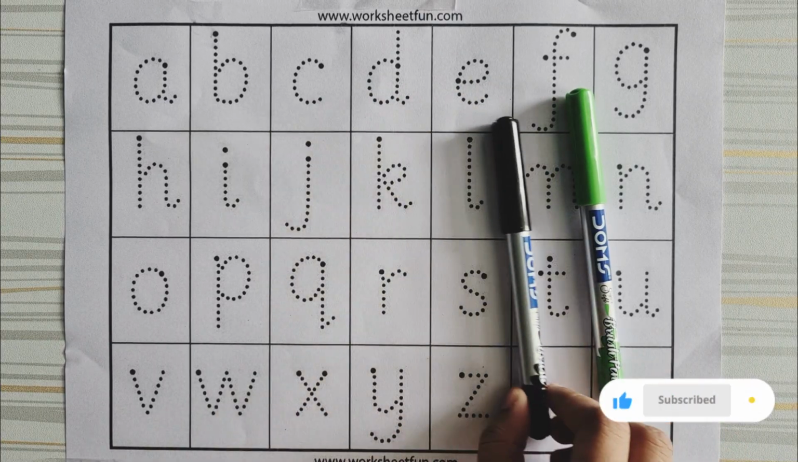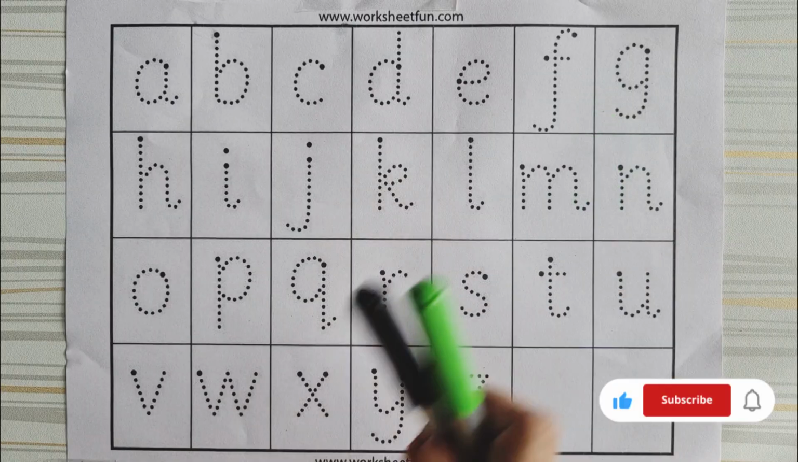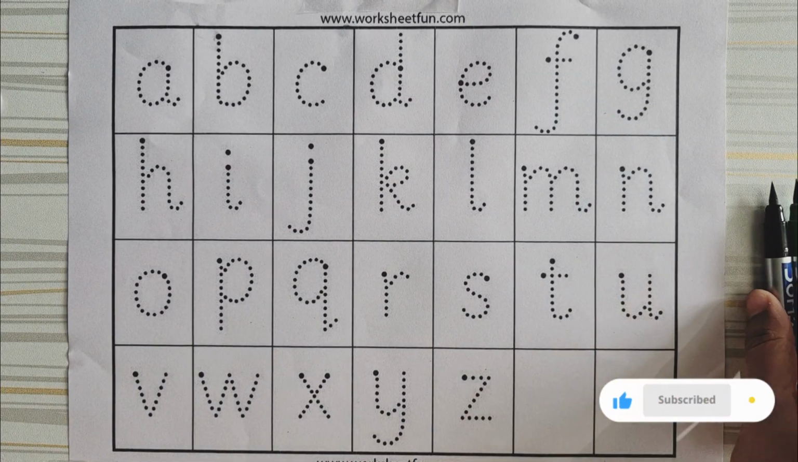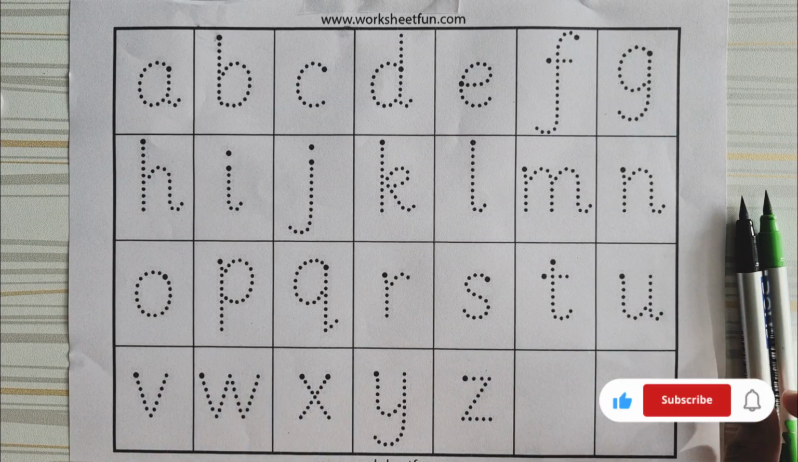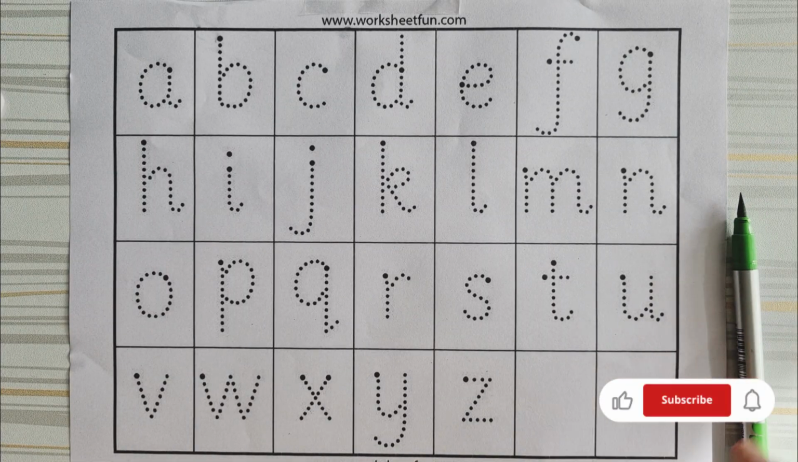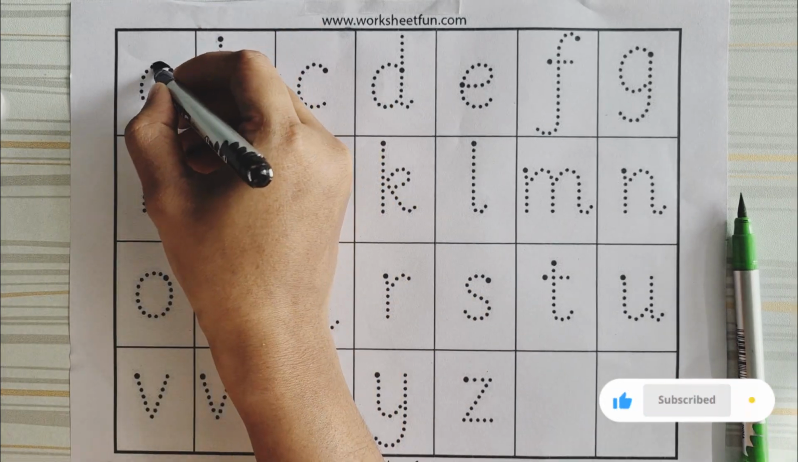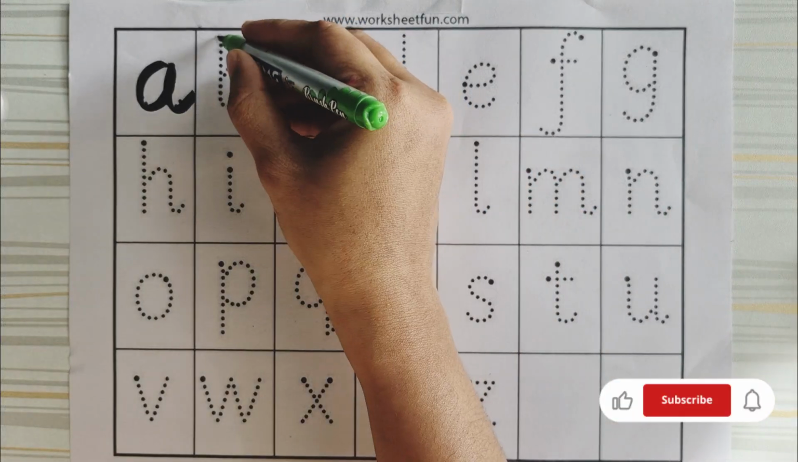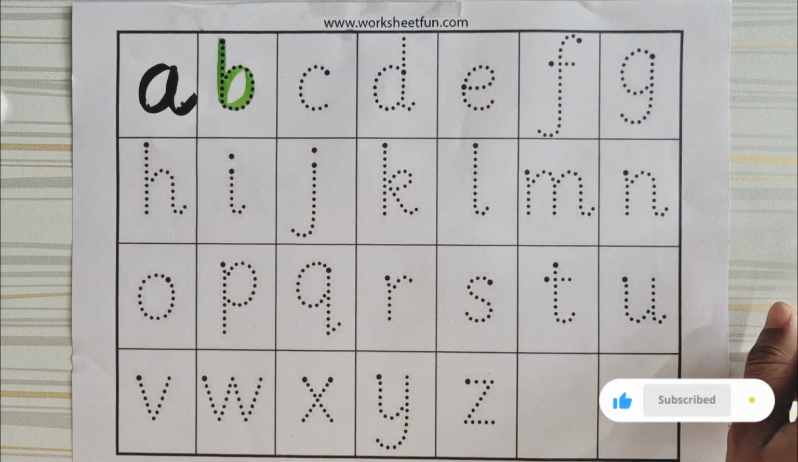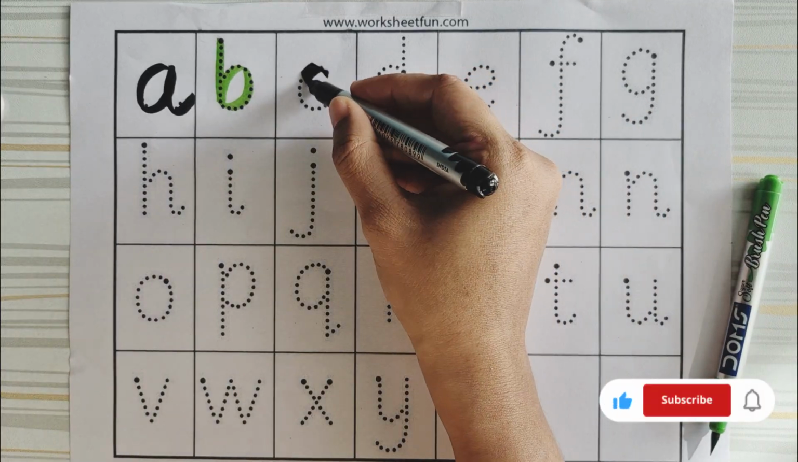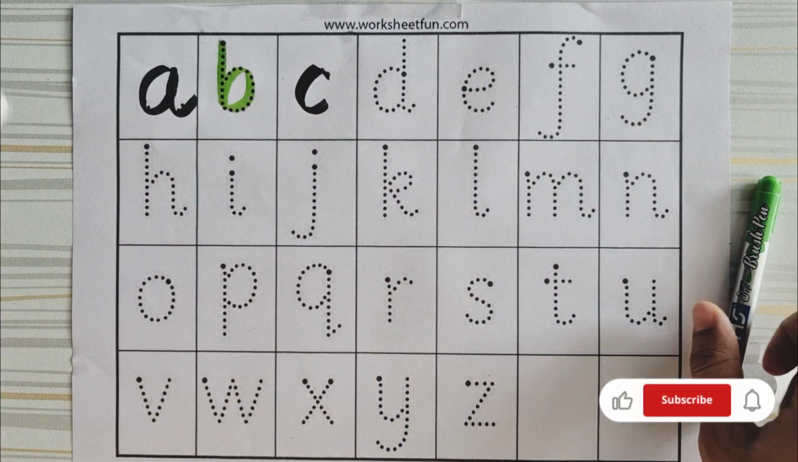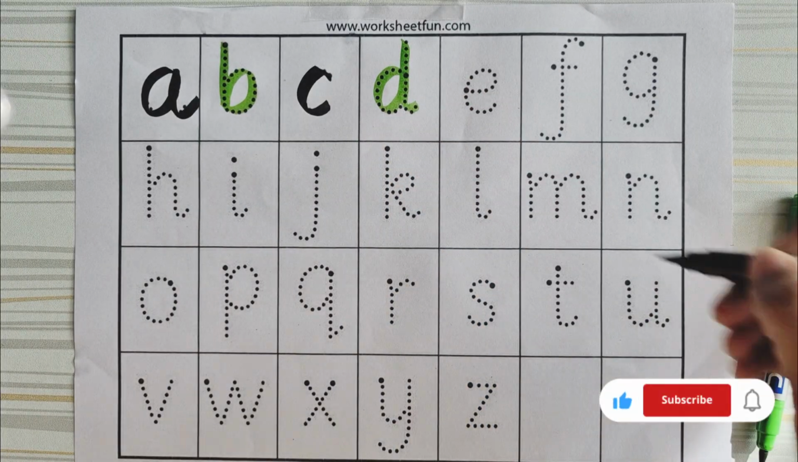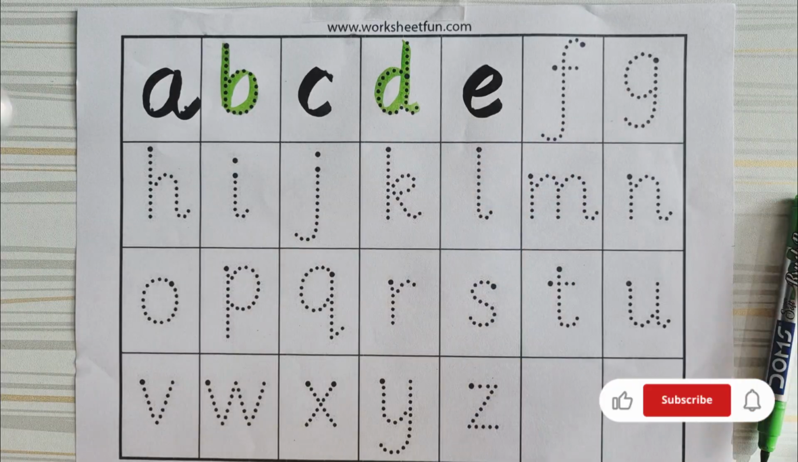Green color, black color. A for ant. B for ball. C for cat. D for dog. E for elephant.